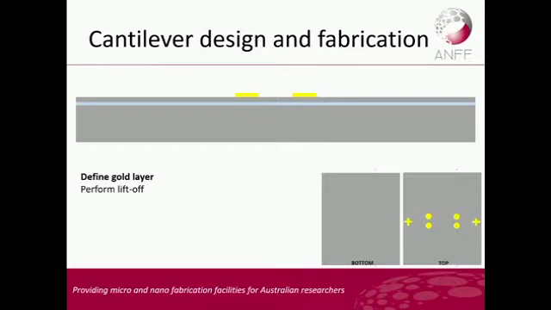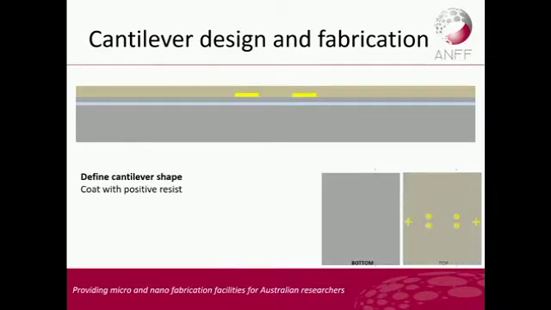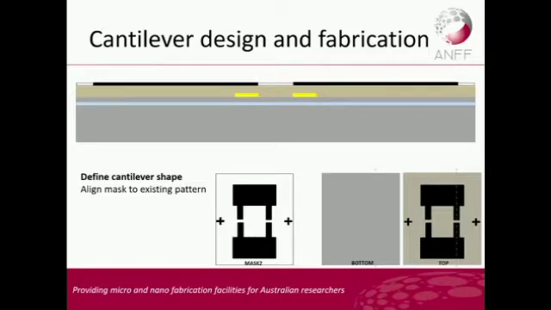And then the next step, we want to define the actual cantilever shape. So then we go again. We spin resist. This time I'm going to use positive resist. With positive resist, where you expose it, it becomes soluble in developer, so it will disappear where you've exposed it. So we put our mask on top. This is our second mask.